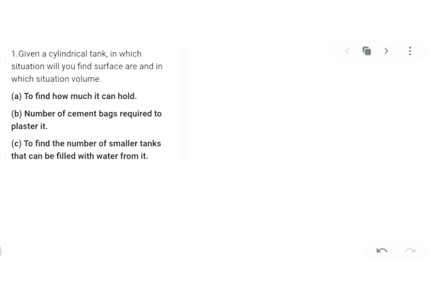Let's start with our first, which says, given a cylindrical tank, in which situation will you find surface area, in which situation volume? Okay, see, now what they are asking for, let's see first.